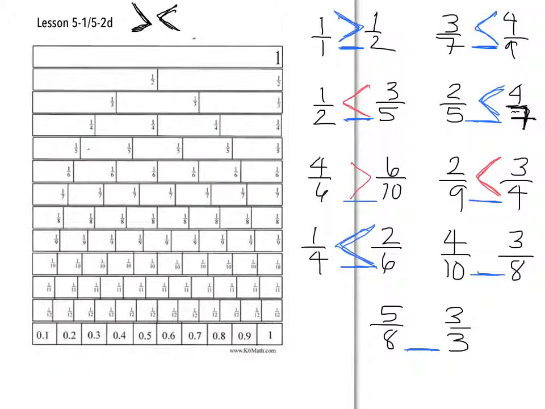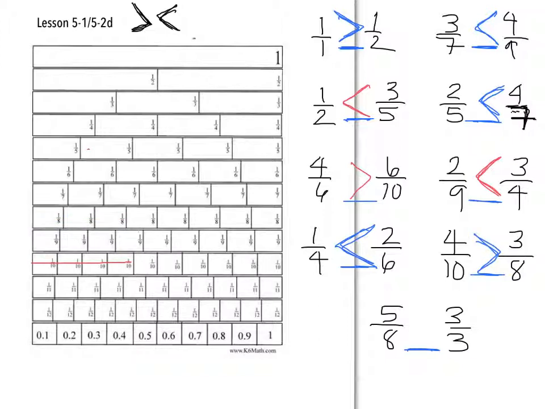And 4 tenths. So find 10, go 1, 2, 3, 4. And let's find 3 eighths. Eighths, we're going to go 1, 2, 3. Well, if we look at our lines here, the 4 tenths is greater than 3 eighths.